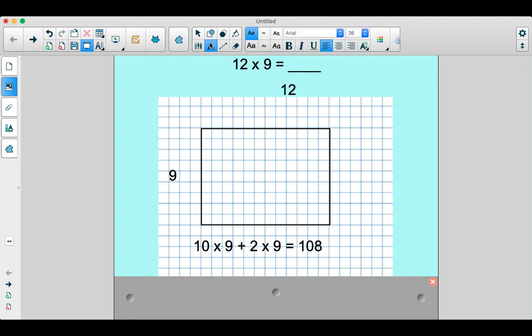Maybe you know how to break up the 9. Let's try that one. So maybe some of you decided that instead of breaking up the 12, this time you'd break the 9. So let's see, maybe you broke it into a 5 because you know how to count by 5s, and a 4. 1, 2, 3, 4. So we could break it right there.